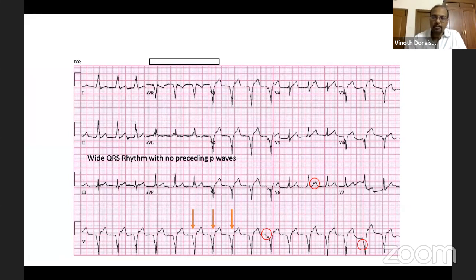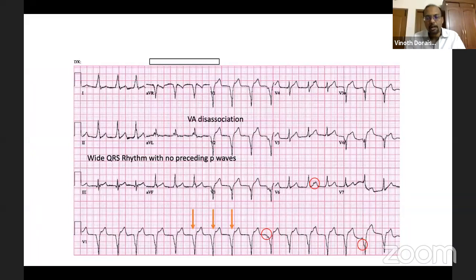So what happens is the impulse is coming from the ventricle, and because the ventricle is being depolarized not by the conduction system but by muscle to muscle conduction, the QRS complex is wide. The sinus node is giving its beats by itself separately, without any coordination with the ventricle. So you have P waves coming in the middle with ventricular atrial dissociation. That is called ventricular atrial dissociation.